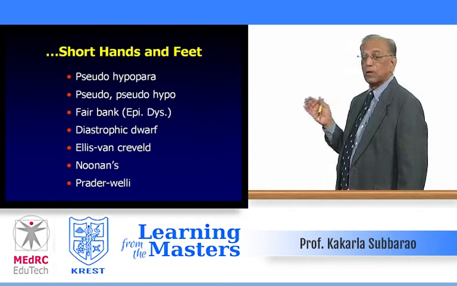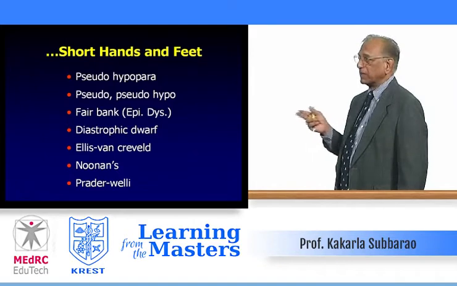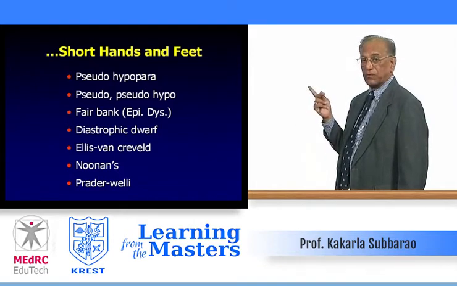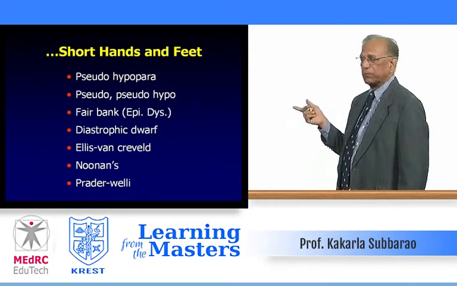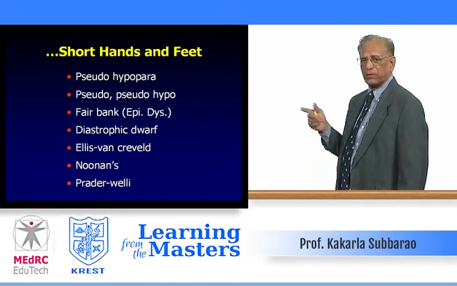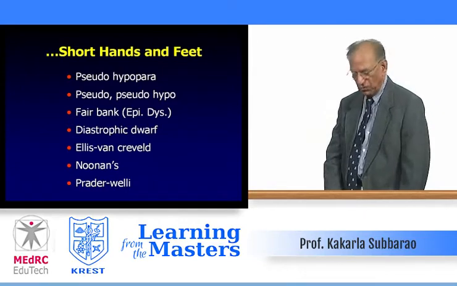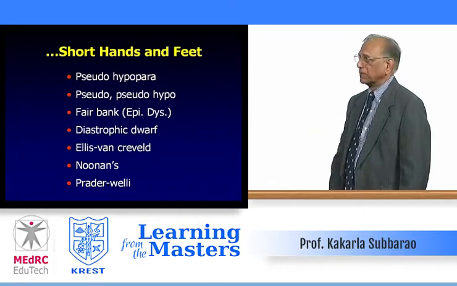Other entities, pseudohypoparathyroidism, Fairbank disease, which we mentioned earlier, epiphyseal dysplasia, diastrophic dwarfism, Ellis-van Creveld syndrome, Noonan syndrome, and Prader-Willi syndrome. These are the rare syndromes where you can get short hands and feet.